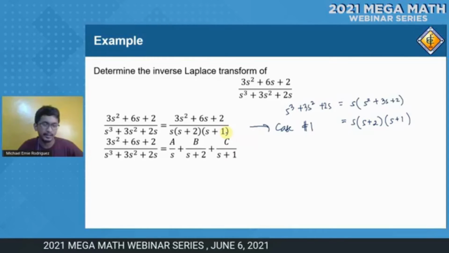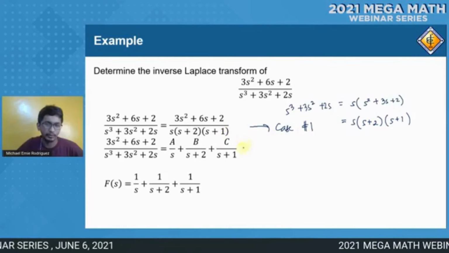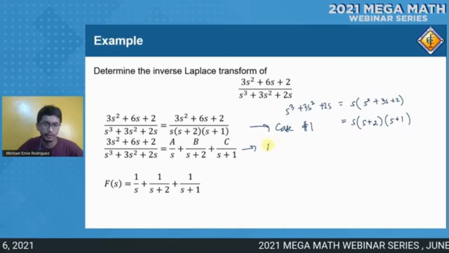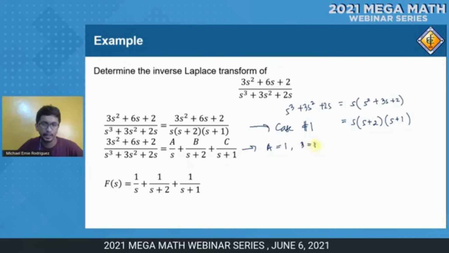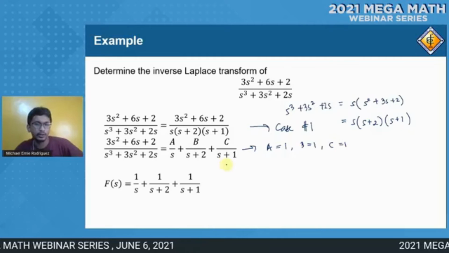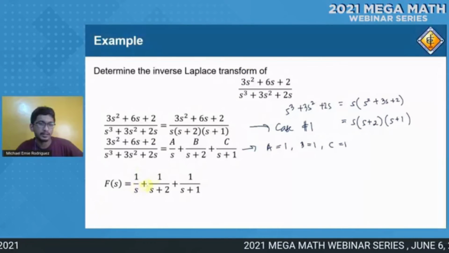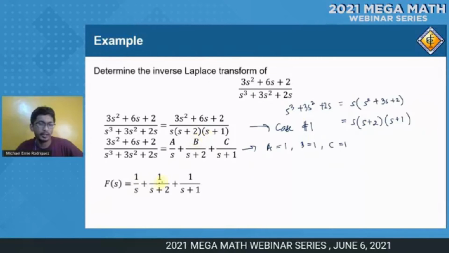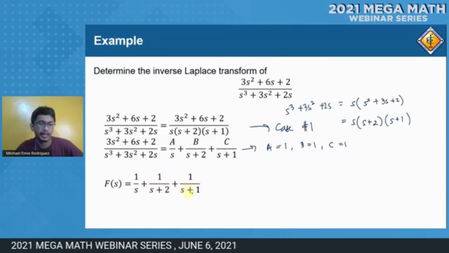So masosolve natin dyan, ang A natin is 1, ang B. Pag nasolve natin to, so you can solve it. So your A is 1, B is 1, and C is equal to 1. Okay? So now your F of S is 1 over S plus 1 over S plus 2 plus 1 over S plus 1.